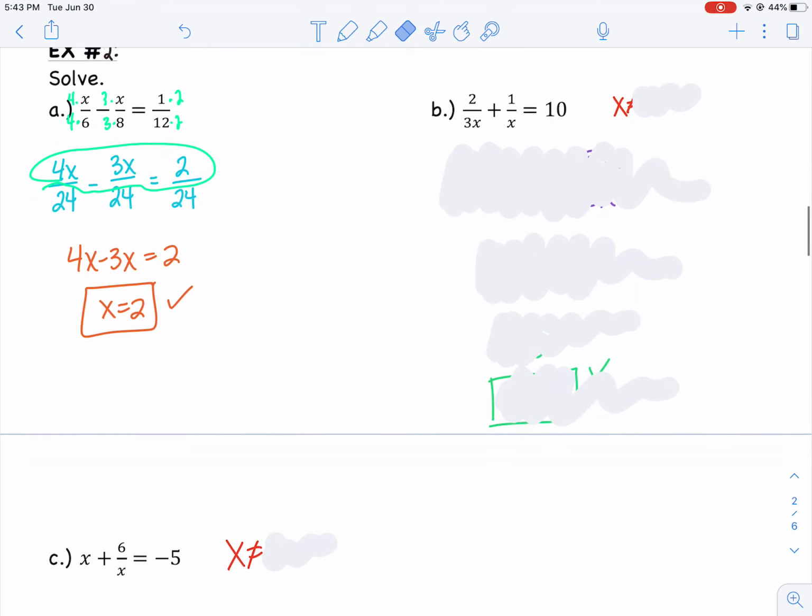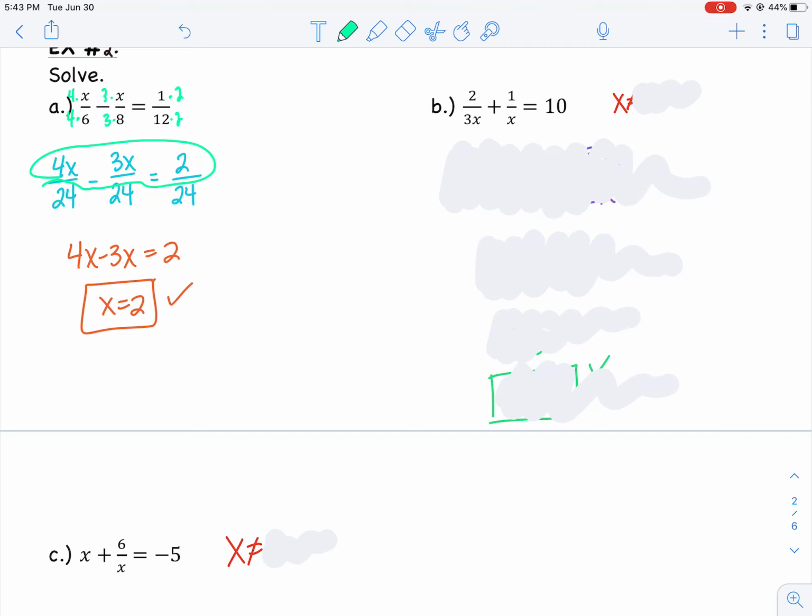Let's look at b. On b, I still have three fractions. I have 1, 2, and if you want to, you can say that this 10 is a 10 over 1, right? So I have three fractions.